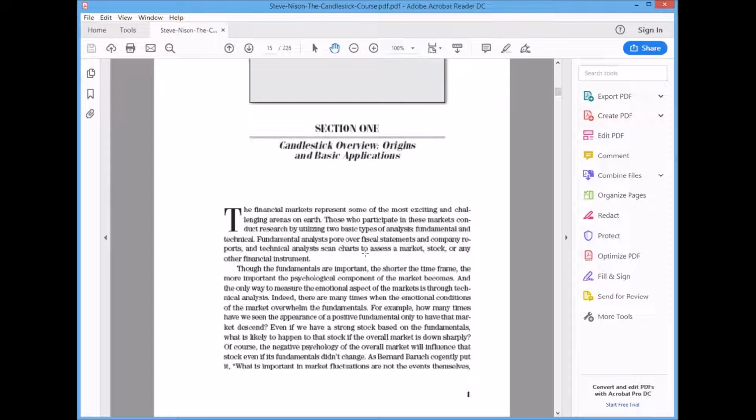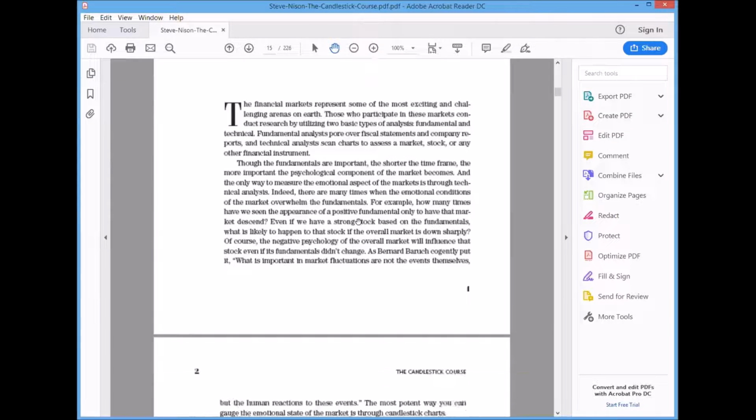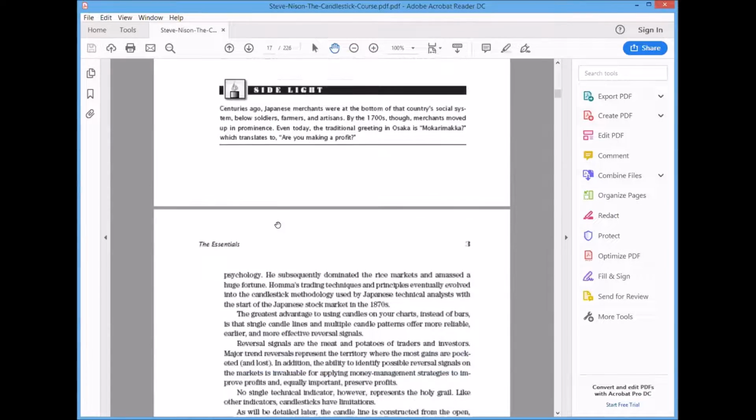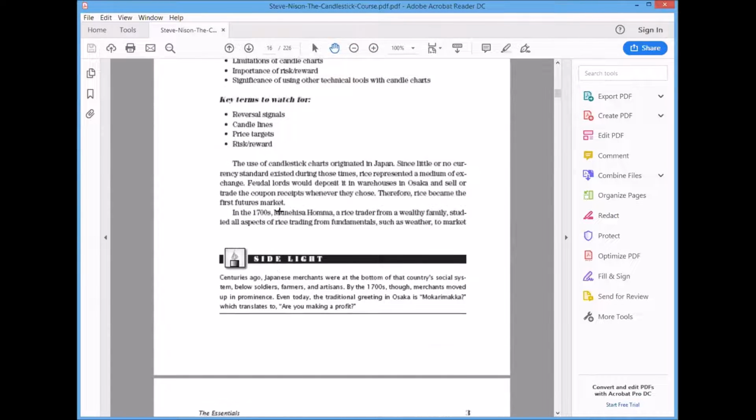Brexit. It went the other way on everyone. Even if we have a strong stock based on the fundamentals, what's likely to happen to that stock or crypto if the overall market is down sharply? Replace overall market with Bitcoin or the big 3. Of course, the negative psychology of the overall market will influence that crypto or stock, even if the fundamentals didn't change. Now I'm going to scroll ahead a little bit because I want to talk about where candlesticks come from.